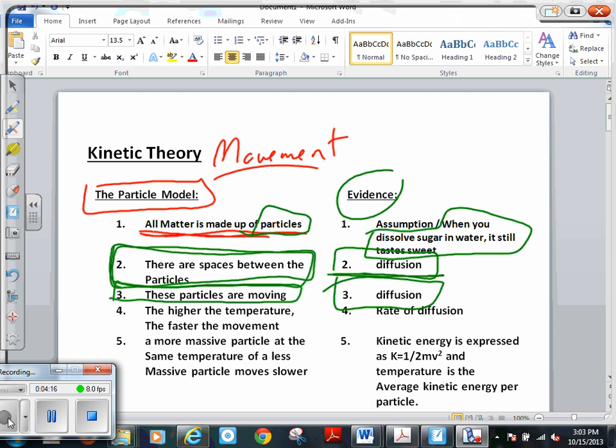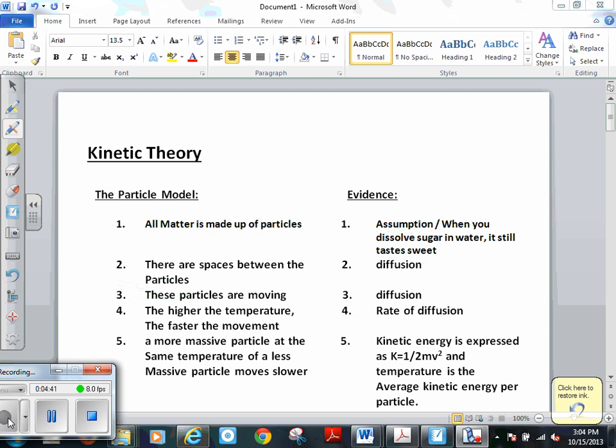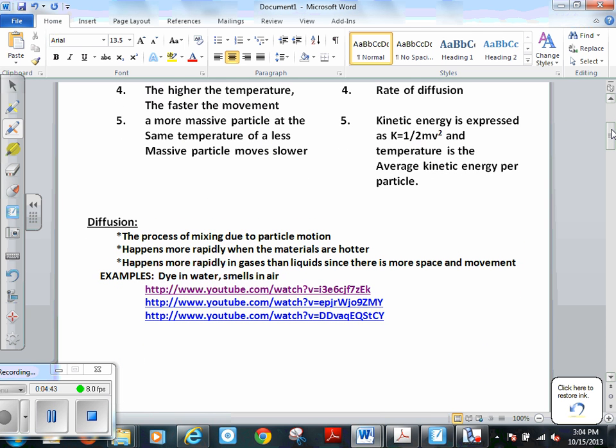The higher the temperature, the faster the movement. And the evidence of that is the rate of diffusion. So when you see the word rate, that means per time. So when we get something hotter, the particles move faster. Diffusion occurs faster. And then this number 5 here, I want to look at a little bit more closely. This gets down into a little bit of understanding of the math.